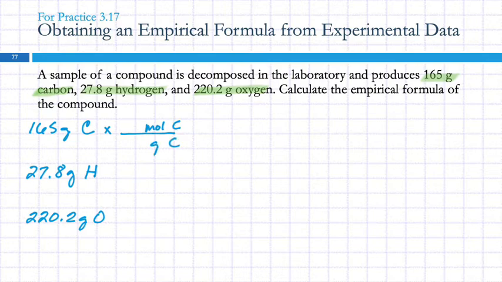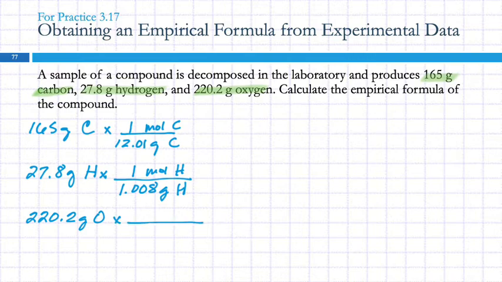So the molar mass for carbon is 12.01. 1 mole of carbon is 12.01 grams. 1 mole of hydrogen, 1.008 grams of hydrogen. Oxygen, 1 mole of oxygen is 16.00 grams of oxygen. Again, oxygen is in a compound here, so we're not going to multiply by 2. So now we have some math to do.